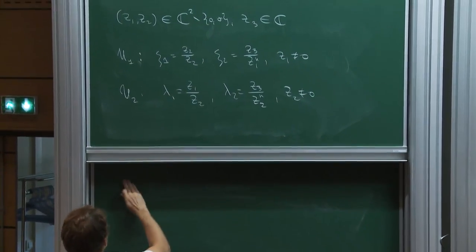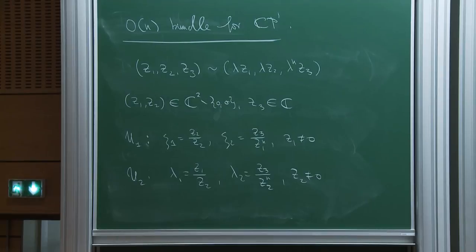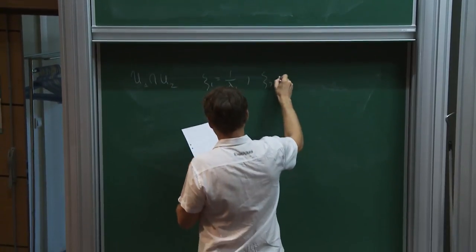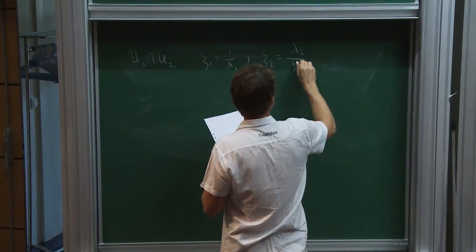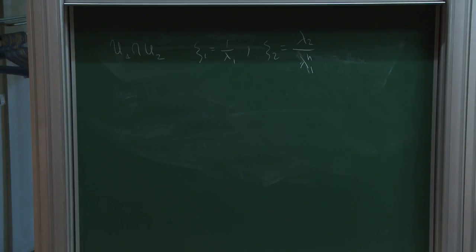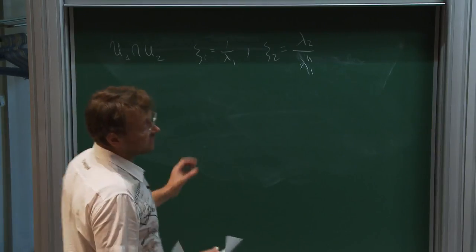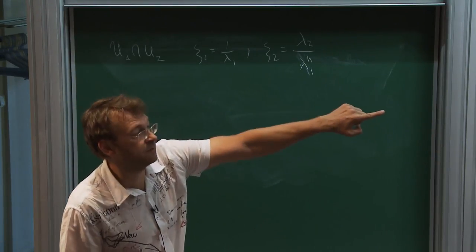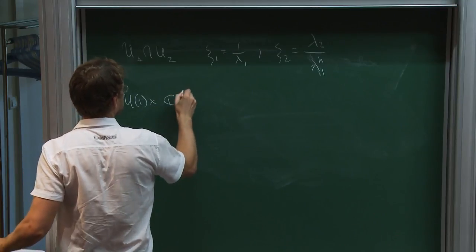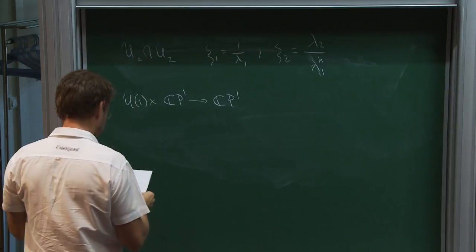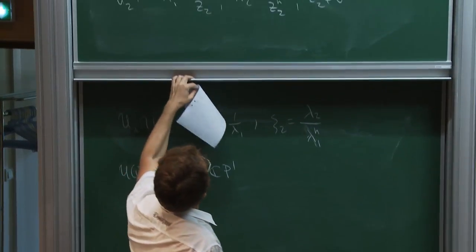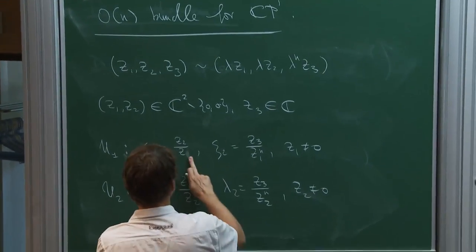So on the intersections, this would be the following. Xi1 is equal to 1 over lambda1. Xi2 is equal to lambda2 lambda1^n. Just to be faster, I don't want to actually derive this formula, so hopefully I'm just copying from my notes and I'm not making any mistake. So now this is already an example of an equivariant bundle. So now I have this U1 on CP1. No, it's not correct, sorry. Here should be zeta1, right? Sorry.